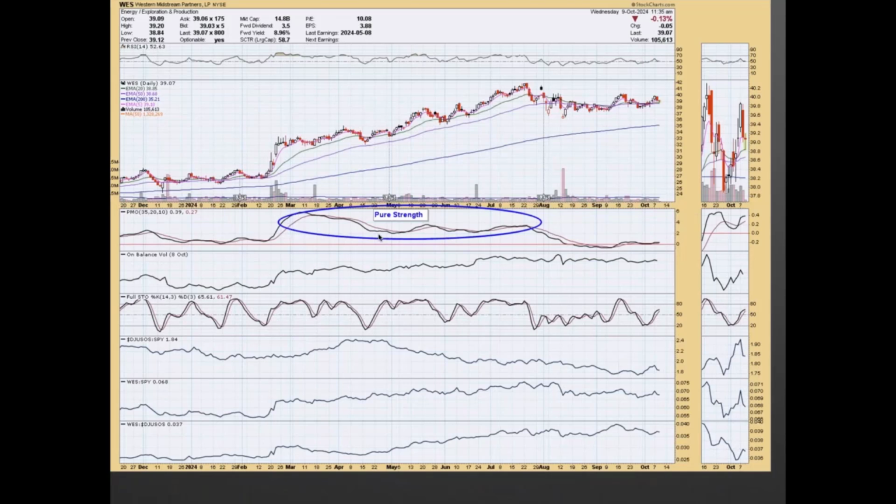Here's a sign of pure strength on Western Midstream. PMO is mostly flat above the zero line. Really, because it was so far above the zero line, even when we got this crossover sell signal, it didn't turn into much of anything because the PMO was so far above the zero line. And even though it started to release, that just meant our foot was kind of coming off the accelerator. We were still moving forward because when you're moving on the freeway and you put your foot up off the accelerator, you're still moving forward.